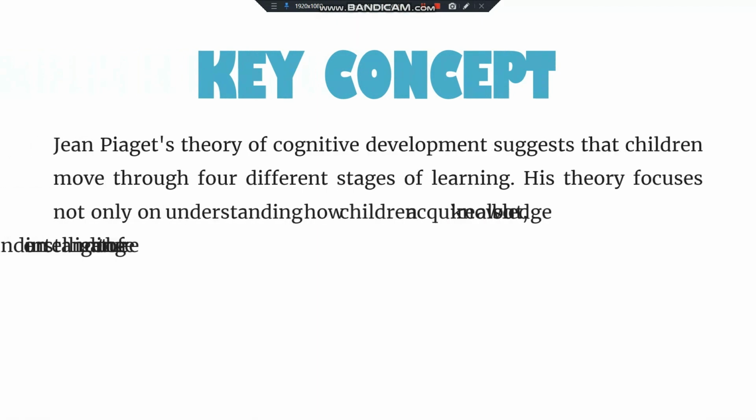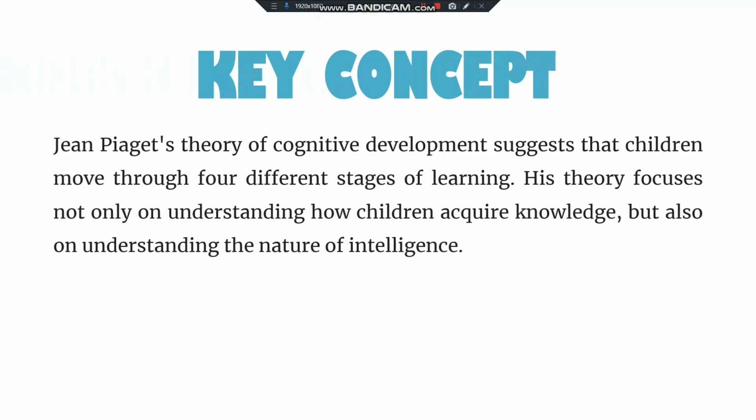So, Jean Piaget's theory of cognitive development suggests that children move through four different stages of learning. His theory focuses not only on understanding how children acquire knowledge, but also on understanding the nature of intelligence. So, in his theory, Piaget posits that intelligence is a result of four factors, namely the following.